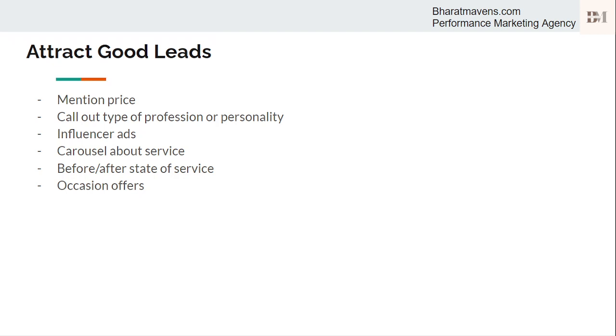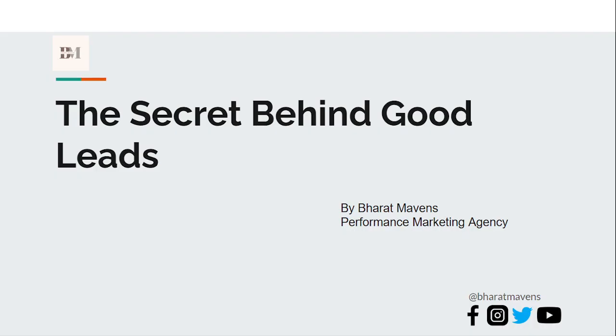Before-after state of service does work well to attract good audiences, but most crap leads also come from before-after ads, because people perceive the before-after very differently than how you want them to perceive. Then occasionally offer based ads can be done. So let's get on to how to improve the quality of lead.